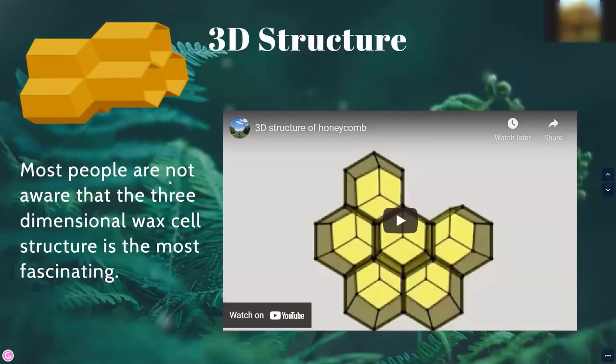Honeycomb is not a 2D structure. It's a 3D structure. And most people are not aware that the 3-dimensional wax cell structure is the most fascinating. The plane geometry was wonderful. If you are a mathematician, you will be amazed. Oh, what a wonderful structure. But if you see the 3D structure, let me show you the 3D structure.